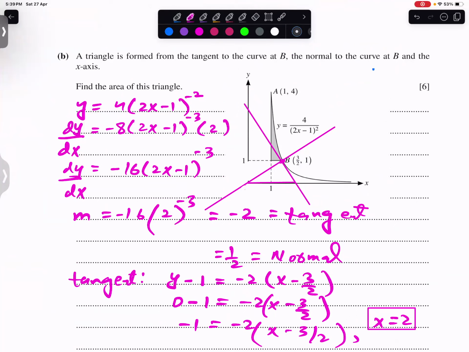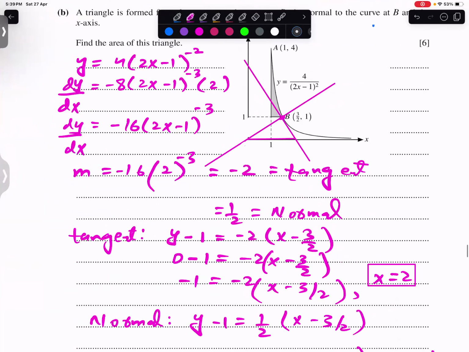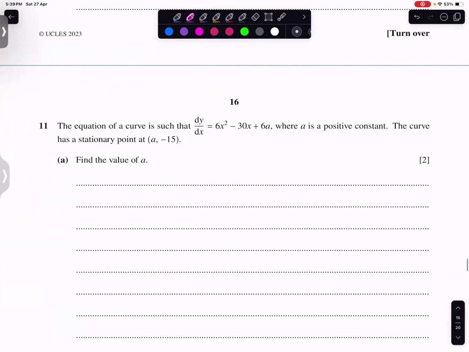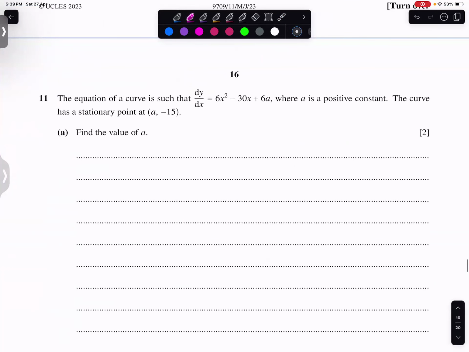Clear, Ahmed? Okay. The next question is, the equation of a curve is such that this, where a is a positive constant, the curve has a stationary point. So find the value of a.